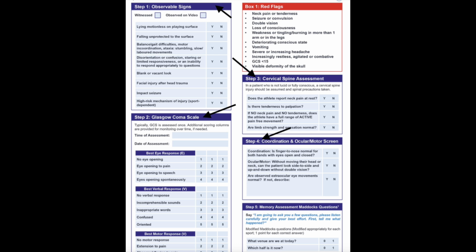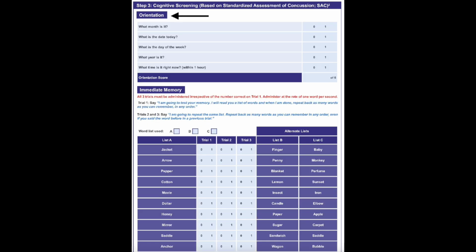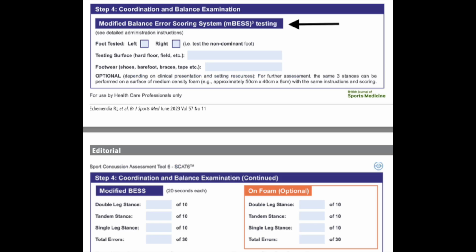assessment, coordination, ocular motor screening, your memory assessment, and then you're going to start your on-field assessment. That's going to be your athlete background, your symptoms evaluation, your cognitive screening, which will be orientation, immediate memory, concentration. Next will be your coordination and balance examination.